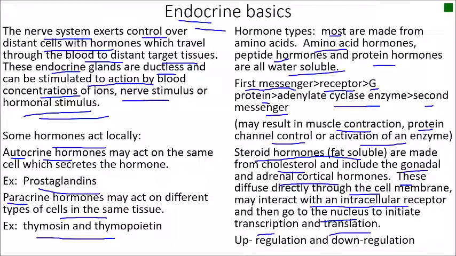Let's talk about upregulation and downregulation just for a minute. If levels of a particular hormone rise in the blood, the target cells might produce more receptors to receive that signal. That's called upregulation. However, if this message continues on and on for a long term, the target cells might decrease the number of receptors, and this is called downregulation.